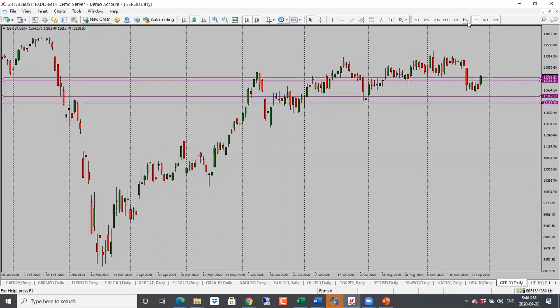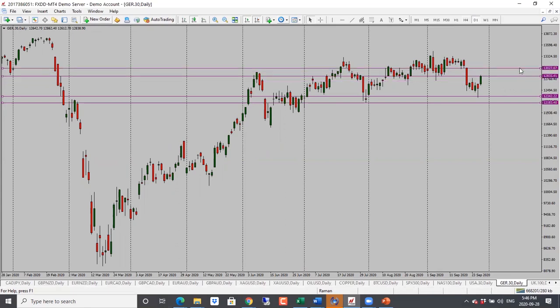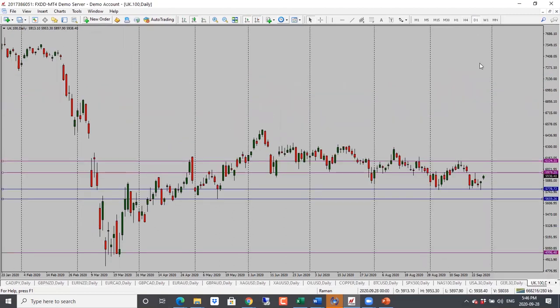And DAX here as well, we see a nice bullish candle close. It is right into resistance, so we have to be careful. But once it gets through that, 13,000 is the next target. And same thing here with FTSE. We did see that move higher. And first target here would be 59.80, which is right into this resistance level. It is a strong resistance level.